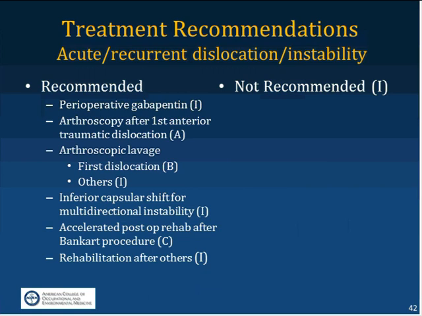Perioperative gabapentin is gaining support, although not research-based, for a lot of things because it apparently reduces the need for opioid use. The panel recommended arthroscopic repair after the first anterior dislocation, so it's not the first time but the second time. Arthroscopic lavage has some support. I guess they think washing out the joint's a good idea. And inferior capsular shifts, it's a way of tightening things down. If you do a Bankart, which is an open repair, then they suggest accelerating post-op rehab.